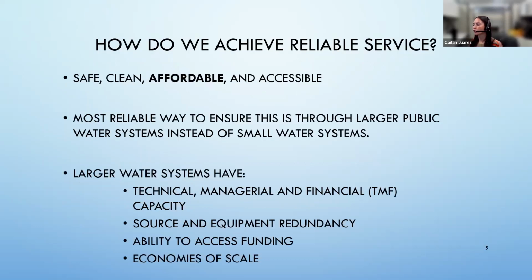So how do we make sure that water systems have access to safe and affordable drinking water? One of the most reliable ways to ensure this is through consolidation. Large water systems tend to have technical, managerial, and financial capacity, which we also refer to as TMF. They often have source redundancy.